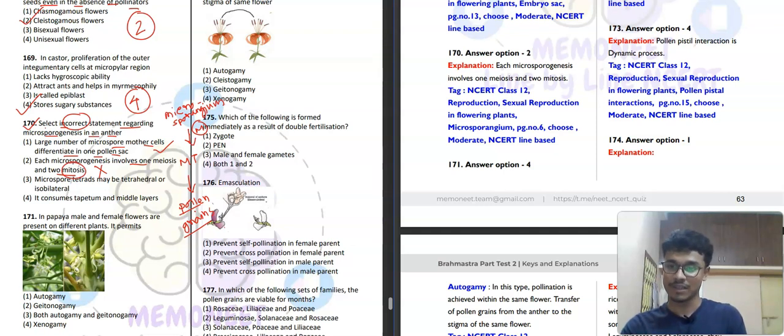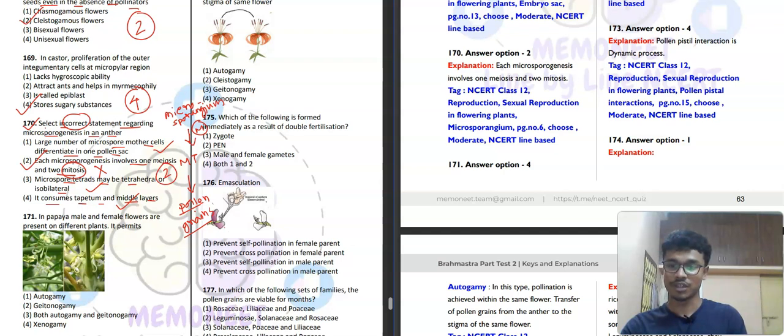Now the next one: microspore tetrad may be tetrahedral or isobilateral. It is absolutely correct. And the last one says it consumes tapetum and middle layers. Tapetum provides the nutrition, and middle layers help in dehiscence of anthers. So it is also correct. So the second option will be our correct answer for this question.